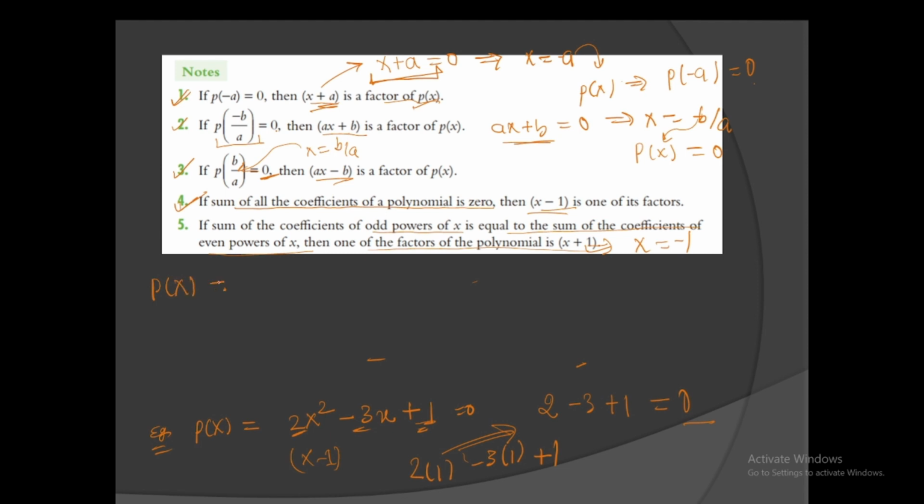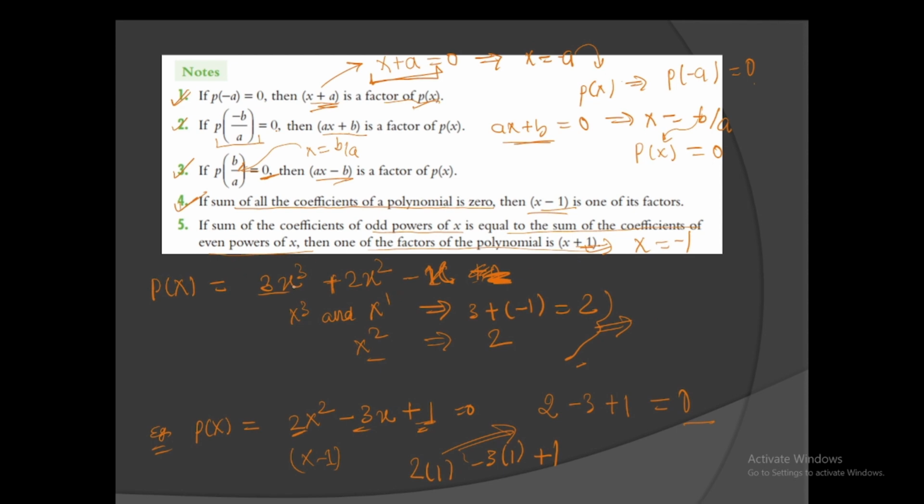So say p of x is x cube plus 2x square minus x plus 0. Here odd means odd power of x. Odd power of x is x cube and x. The sum of the coefficient is 1 plus minus 1, so it is 0. Basically it is plus 2x square. And sum of even power, here it is only x square, so it is 2. And if these things are equal, then we say that x plus 1 is a factor.